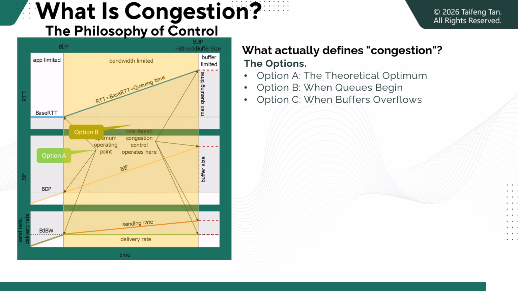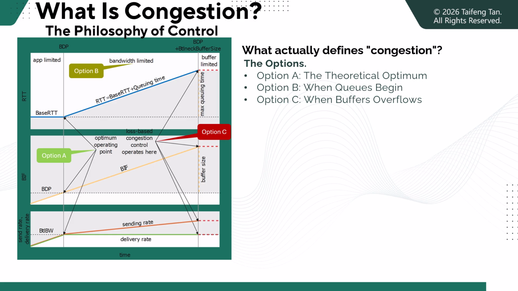Here the pipe is fully utilized, but queues have not started building yet. Option B, congestion begins when queues start forming. Packets are not lost yet, but RTT begins to increase. This means the path is already carrying more data than the pipe can immediately deliver, so packets start waiting in buffers. This is the bandwidth-limited phase. Option C, congestion begins when buffers overflow and packets are dropped. This is the buffer-limited phase.